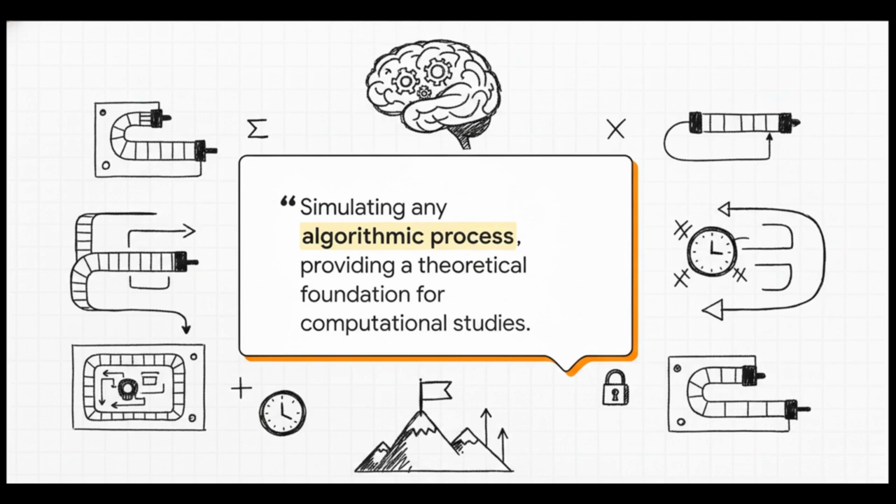We use them to analyze the efficiency of algorithms. Put simply, if a Turing machine cannot compute a problem, no computer that exists or ever will exist can compute it. It's the absolute ultimate benchmark of what's computationally possible.